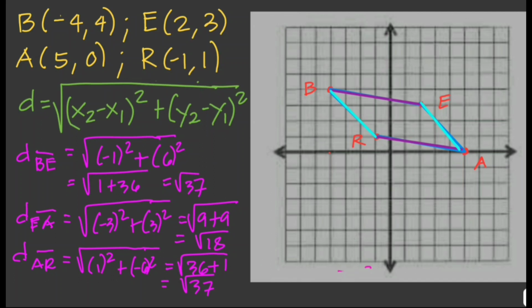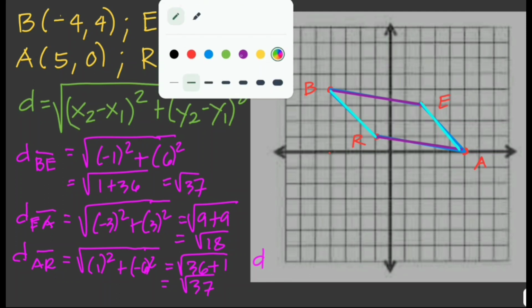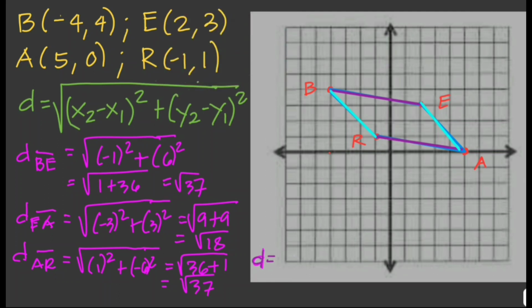And then the last side is the distance from point R to B, or say BR. This is just the square root of 1 minus 4, which is negative 3 squared, plus negative 1 minus negative 4, so that is negative 1 plus 4. So this is 3 squared, so this is just equivalent to 9 plus 9, or square root of 18.